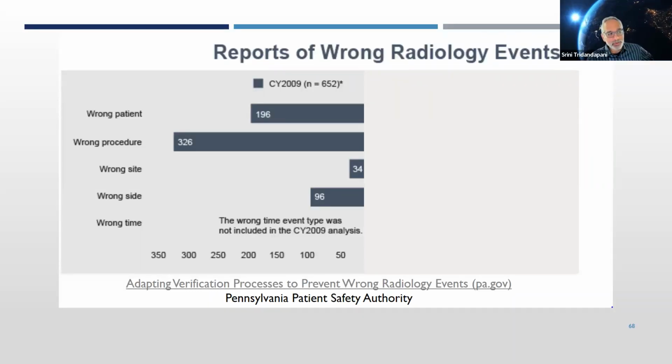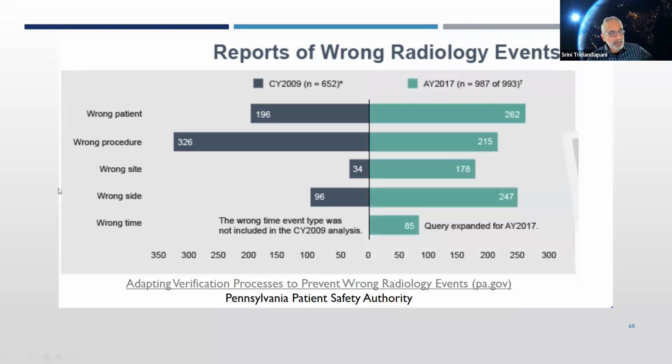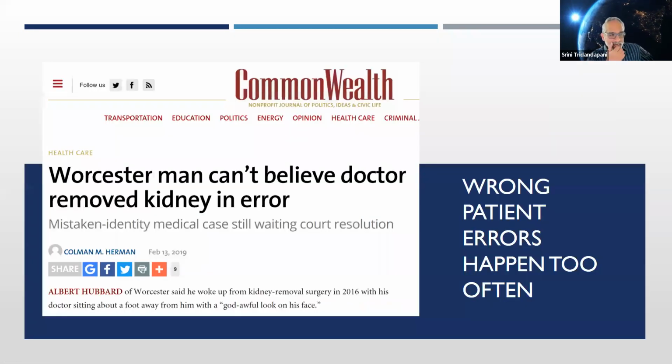Remember this, I showed you, these are the results from 2009. There were 196 wrong patient errors in 2009 that led to harm. And this was just in one state, in Pennsylvania. In 2017, that actually went up to 262. So around the country, people were recognizing that these errors were happening more often. And then there were more stories that were coming out.